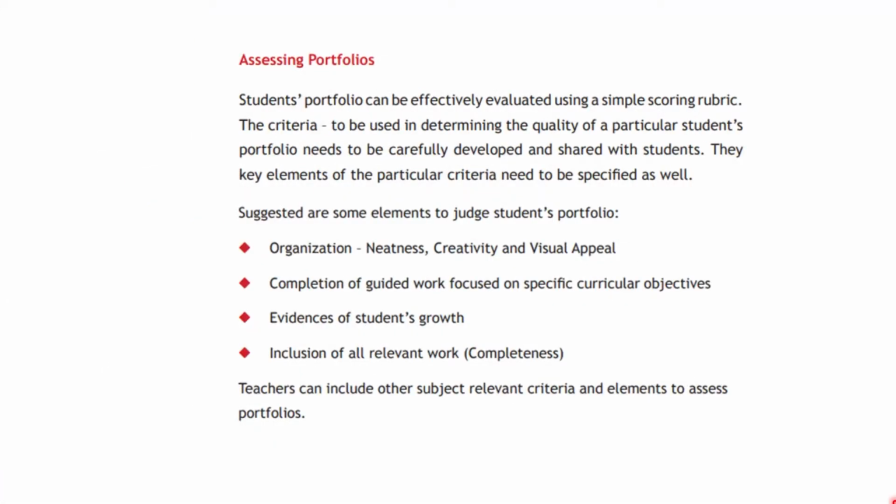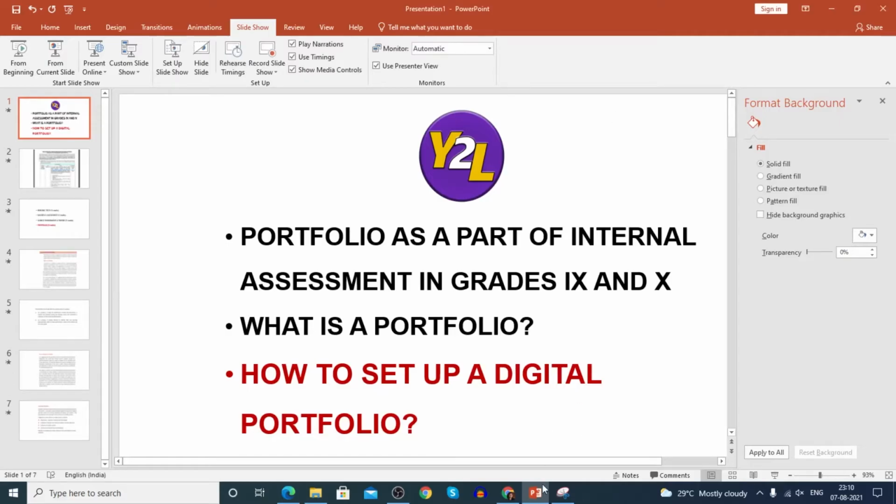Just before beginning with the setting up of a portfolio, it's important for us to know how it would be assessed. So some suggested elements of judgment are organization, how neatly, creatively, and in an attractive manner you have organized your portfolio, and completion of guided work focused on specific curricular objectives. Then what are the evidences? This evidence is the major part. What evidences have you included? And inclusion of all relevant work. That is, it is a holistic thing. So let's begin with it.